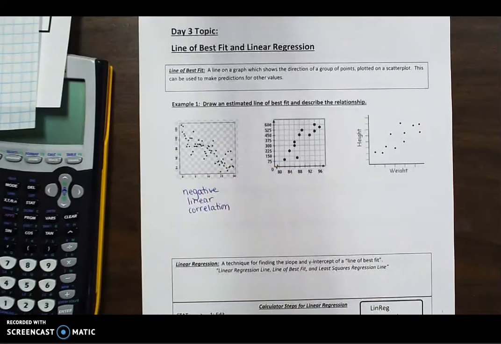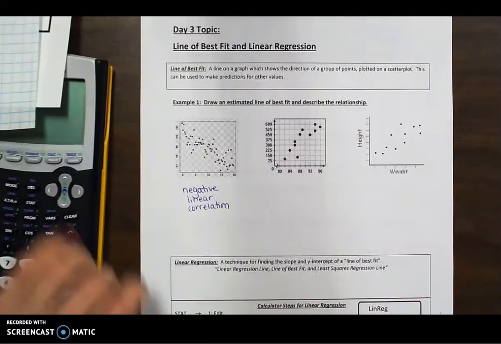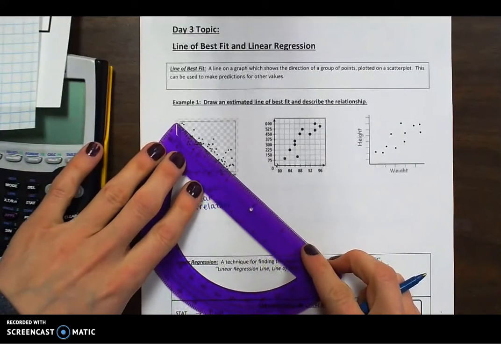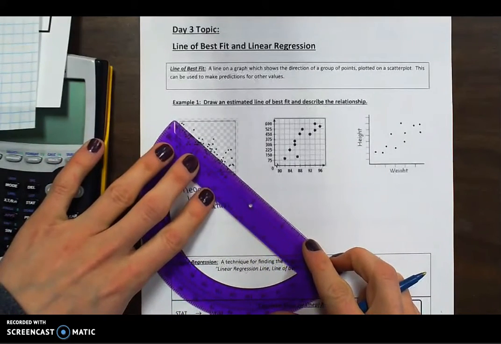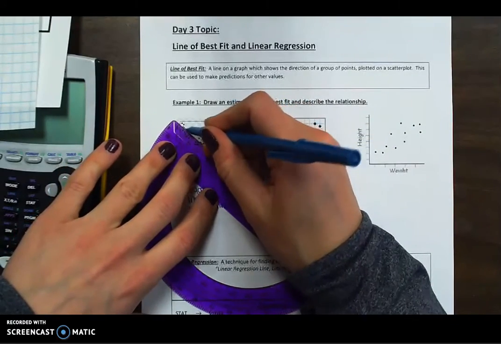All right, so let's estimate to our best capabilities the line of best fit. When I draw my line of best fit, I want to have approximately half the points above the line and half the points below. So I'm going to draw it right here.